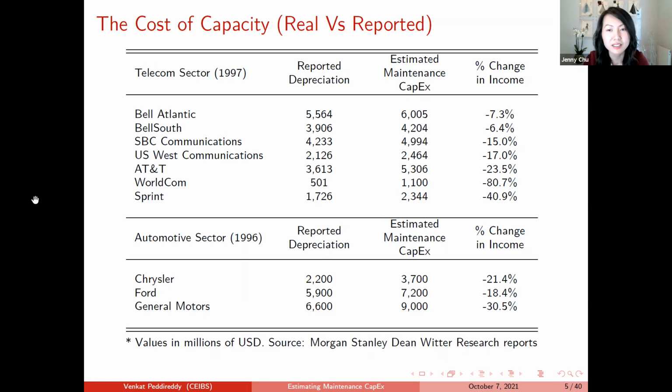Oh, okay, Venkat, at this point, we can ask two related questions about differentiating maintenance capex from depreciation, by Oliver and also by Adam. Oliver, do you want to start?